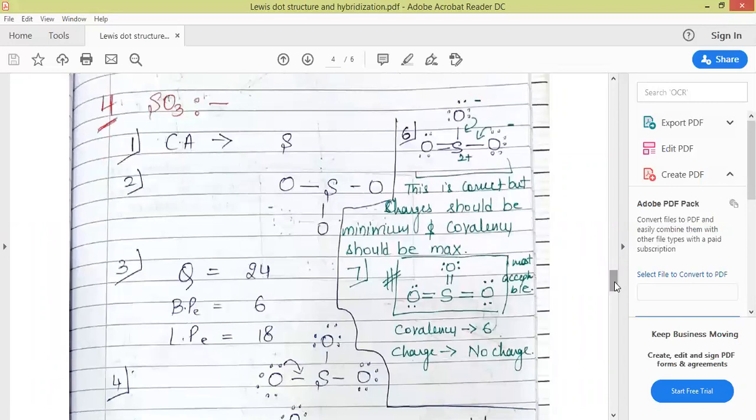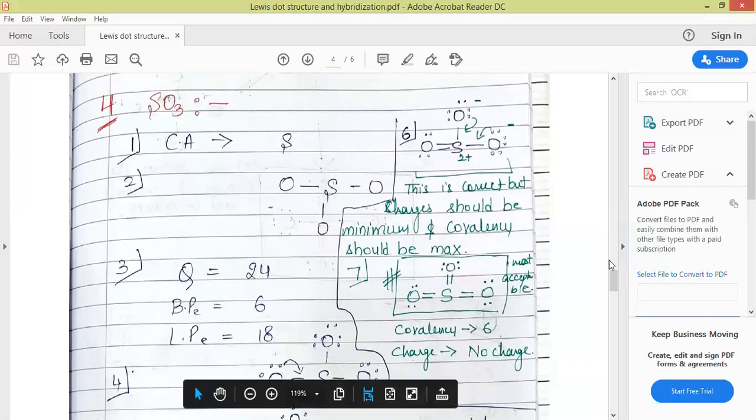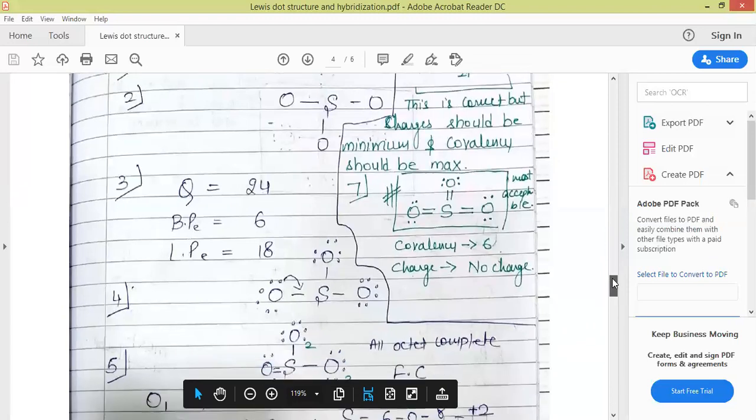Next is the SO3 molecule. This was given to you in your assignment. Let's see, the central atom is going to be sulfur, as it is least in number. Then we'll join all the corner atoms with the central atom. The total comes out to be 24: 6 for each oxygen plus 6 for sulfur. 24 minus 6 bond pair electrons gives 18 lone pair electrons. We'll give all the lone pairs to the oxygens.